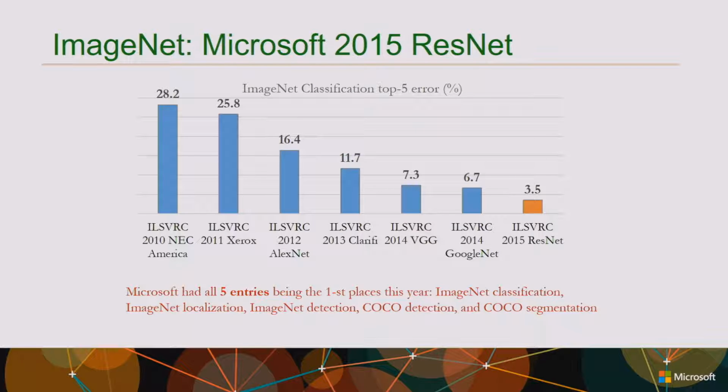OK, so you see all the way on the left, in 2010, the error rate on this task was about 28.2%. And then through the introduction of deep learning, we brought it down to 3.5%. And this was specifically through a technique called residual learning that was invented by my colleagues in Microsoft Research in Asia. That's nearly an order of magnitude of error reduction.